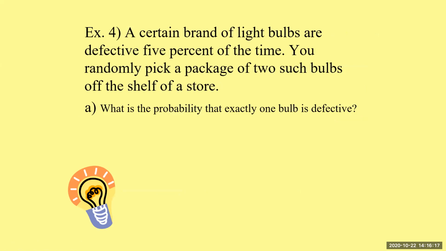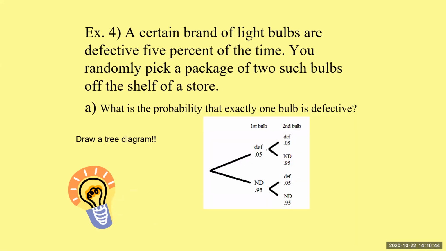So back to our light bulb question. A certain brand of light bulbs are defective 5% of the time. You randomly pick a package of 2 such bulbs off the shelf of a store. What is the probability that exactly 1 bulb is defective? Well, here we can do what's called draw a tree diagram.